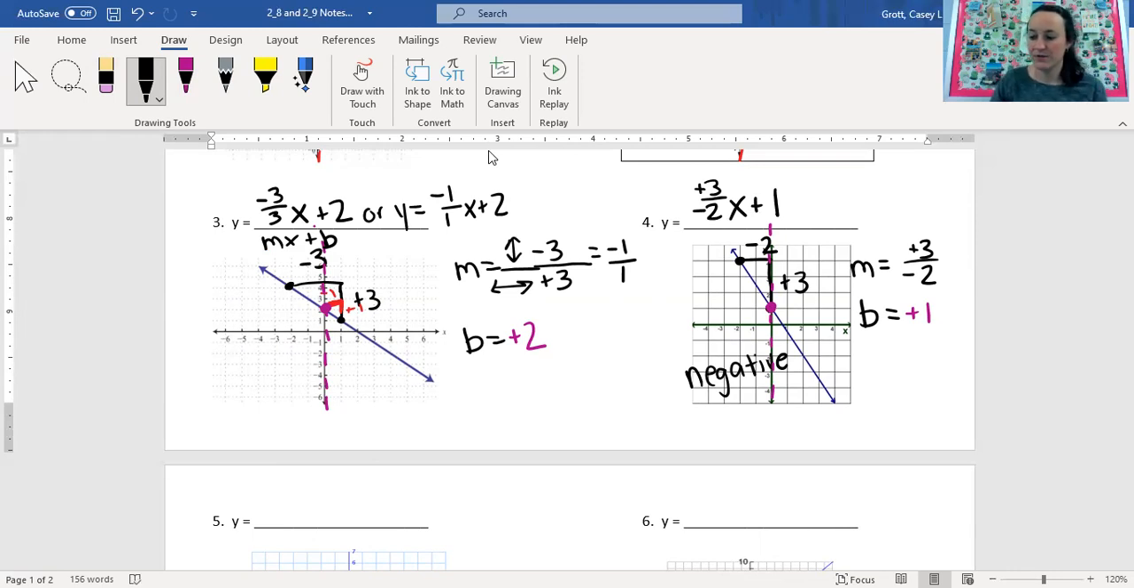Okay, we're finding slope, we're finding y-intercept. We're going to try 2 more graphs and then a few tables. And then that's going to be it for the notes today. Okay, we're finding equations, we're finding slope, we're finding the y-intercept, so we can write out what those equations are.